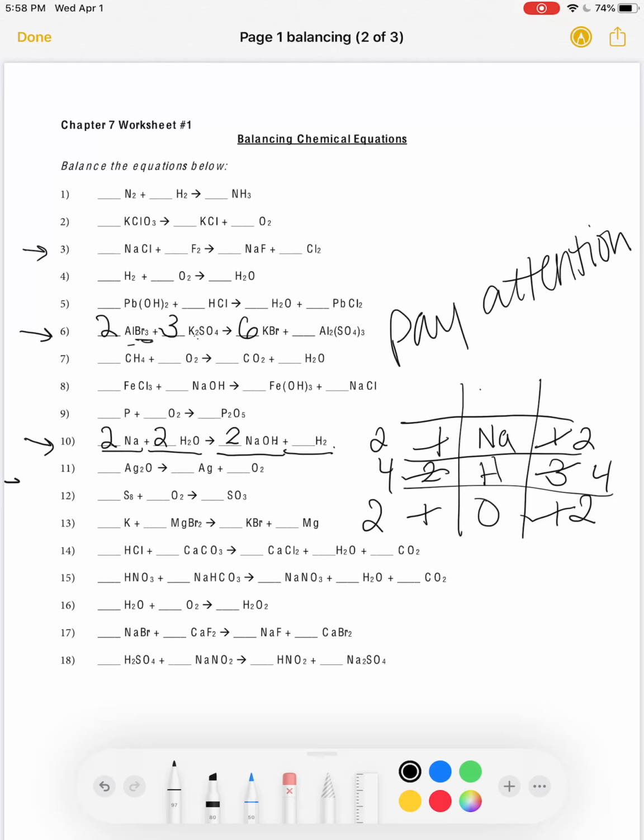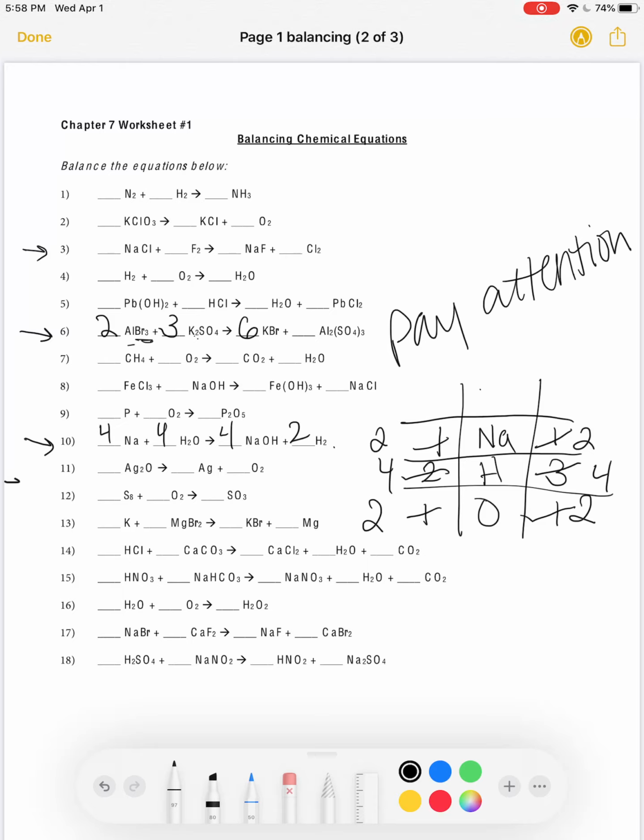Sometimes you might overshoot your balancing, right? You might overbalance something, and you might end up with something like this, right? You might end up with 4, 4, 4, 2, okay? Well, in this case, these are all divisible by 2.